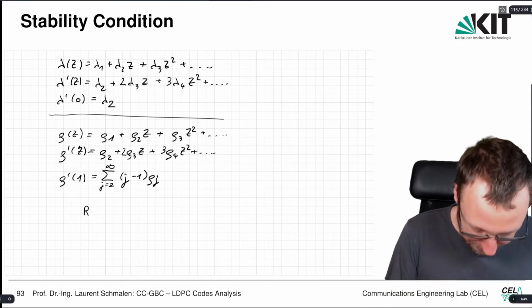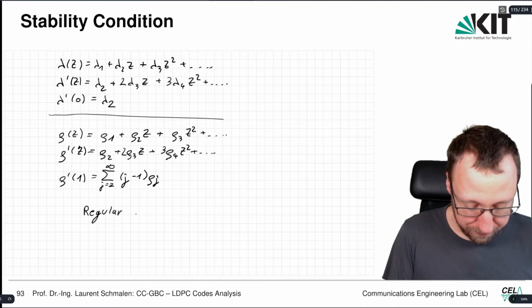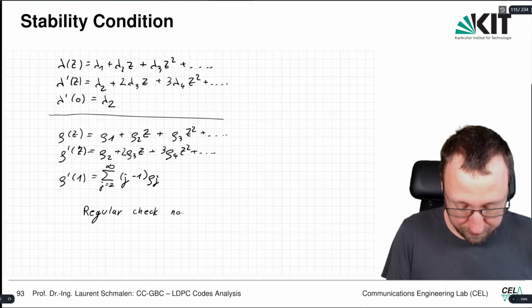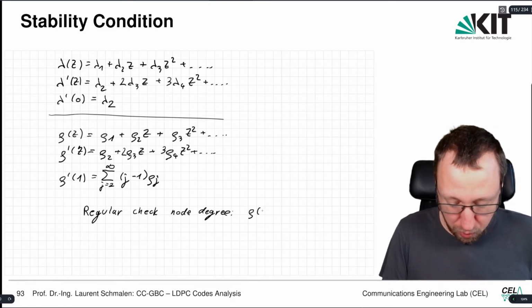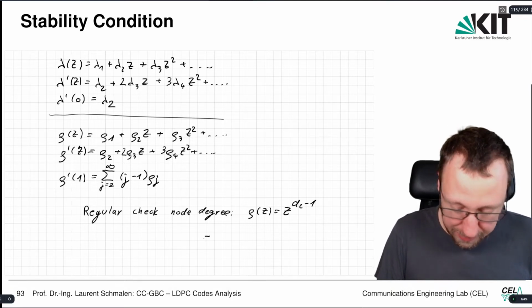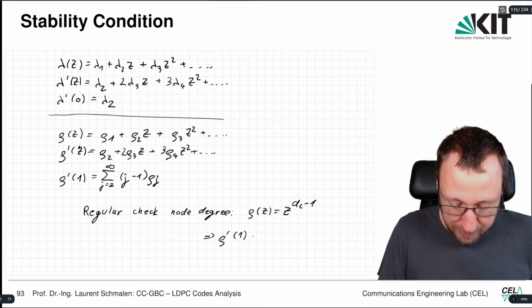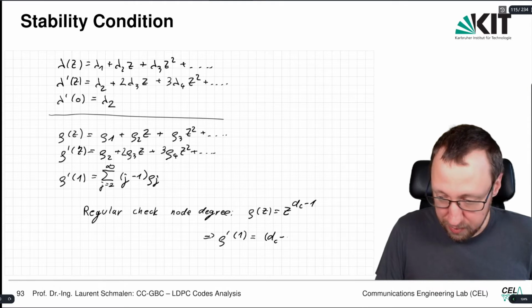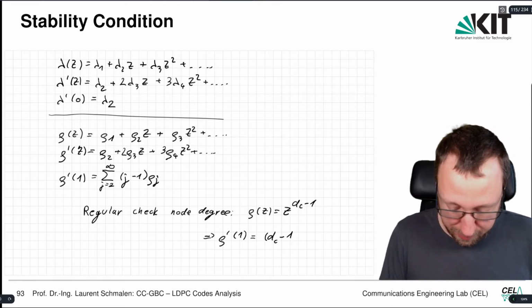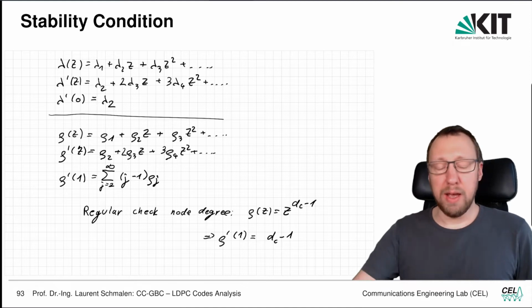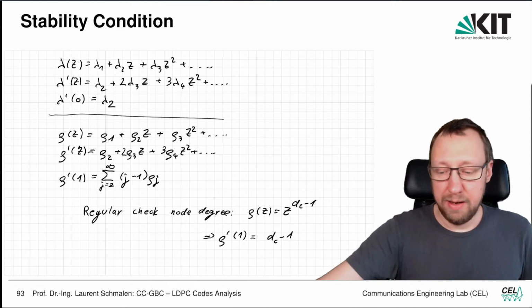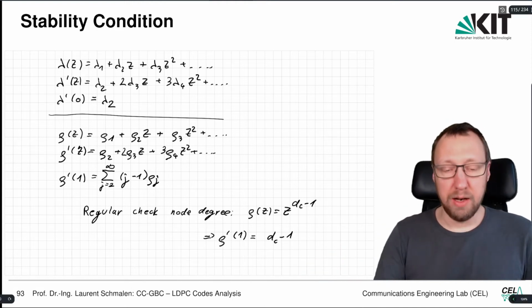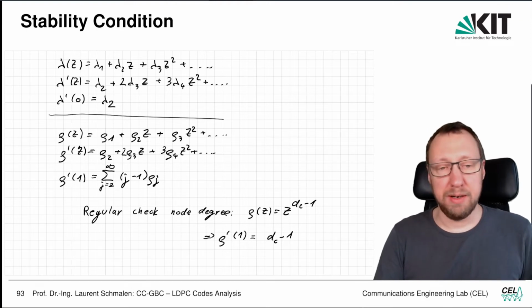So let's take a look at the case when we have a regular check node degree. In that case, rho of z is z to the power dc minus 1. In that case, we'll have rho prime of 1 is equal to dc minus 1. Simply dc minus 1. Okay, so that is the stability condition that we have. And now we can take a look at these are the details that we have inside the stability condition.